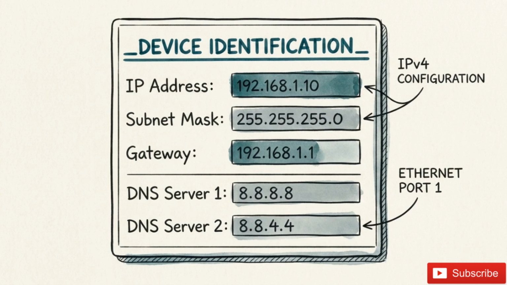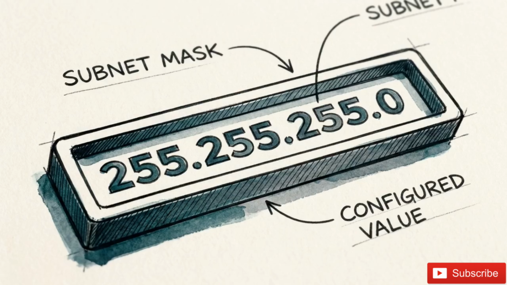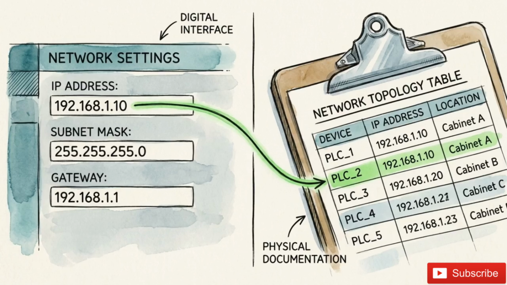Next, direct your focus to the Network Settings pane to verify the identity parameters of our controller. Check the MAC address, the assigned IP address, and the subnet mask fields. You must confirm these details match your network documentation to ensure you are communicating with the correct node.